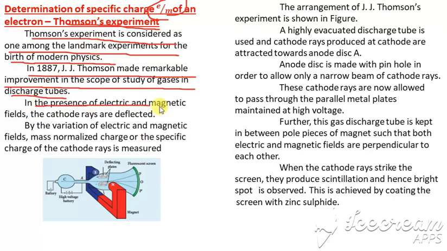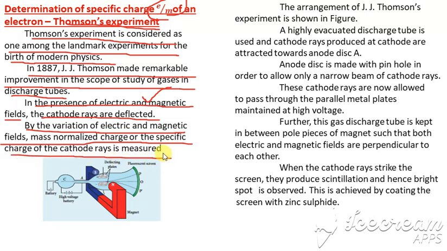In the presence of electric and magnetic fields, the cathode rays are deflected. This we have already seen in the properties of cathode rays, is it not? So when there are electric and magnetic fields, the cathode rays are deflected, and by varying the electric and magnetic fields, the mass-normalized charge, or the specific charge, of the cathode rays is measured. So because of this electric and magnetic field variation, we can find both the mass and the charge. The arrangement of the J.J. Thomson experiment is shown here.